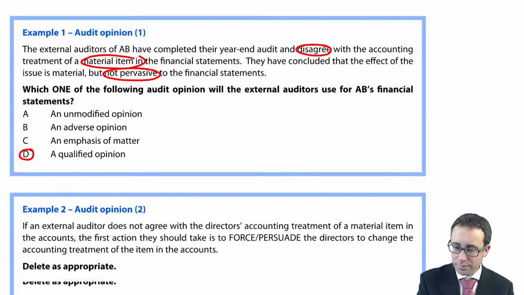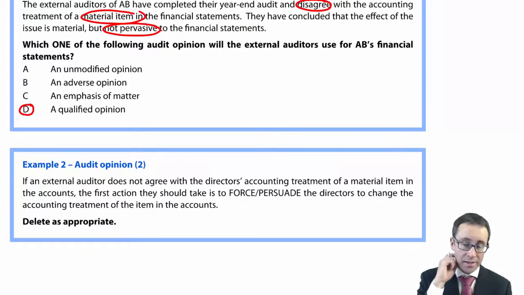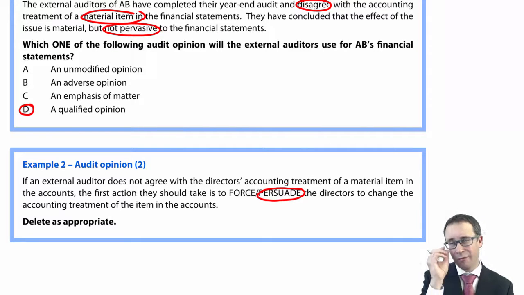Example number 2. I think it's a little bit of common sense more than anything else, but there we go. Delete as appropriate. If an external auditor does not agree with the director's accounting treatment of a material item in the accounts, the first action they should take is to force or persuade the directors to change the accounting treatment. What would you do? Force them or persuade them? Yeah, I think you would persuade them. You can't force them, okay.